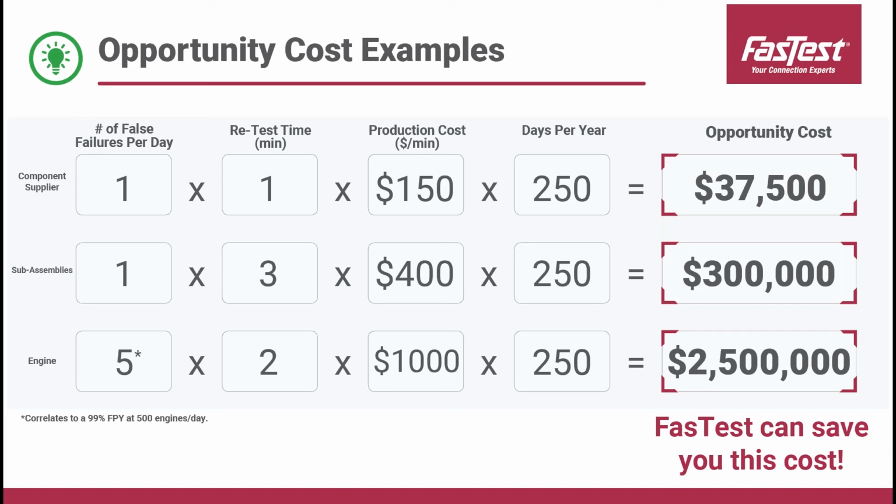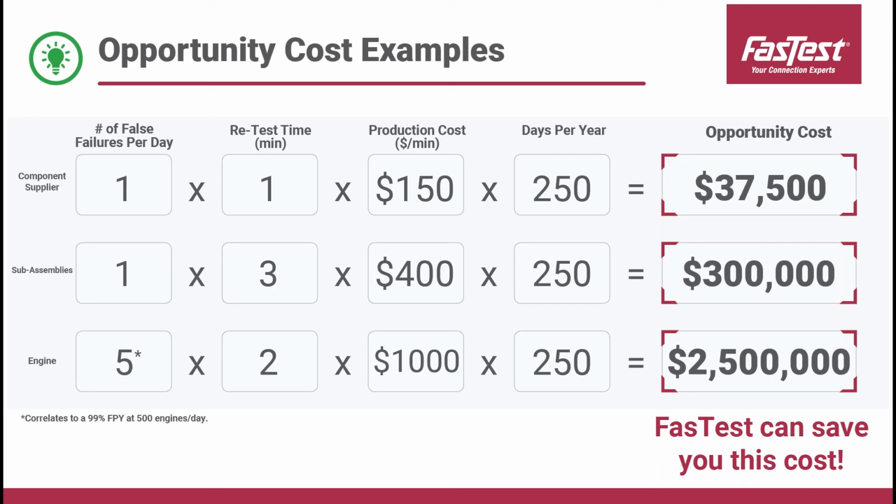When you move to more complex products like subassemblies, we've just increased the test time to 3 minutes, and the production cost at that point is $400 a minute. That can be $300,000 a year in production time they're losing out on.